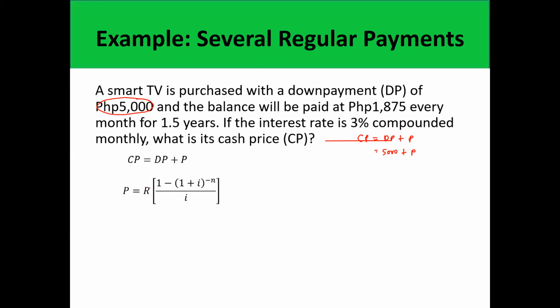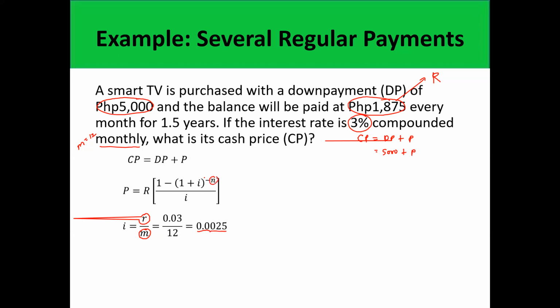And P is equal to R times this particular quantity. Now, R is the regular payment. So according to the problem, the balance will be paid at 1,875 pesos every month for 1.5 years. So that means this is our R or capital R. And then the small i here is actually equal to the annual rate divided by the frequency of conversion. So the annual rate is 3%, which means that it is 0.03. And since it is compounded monthly, that means n is equal to 12. So 0.03 over 12 is as follows.